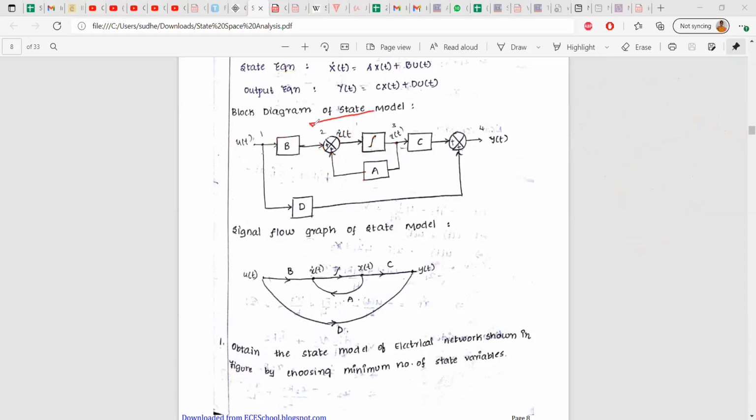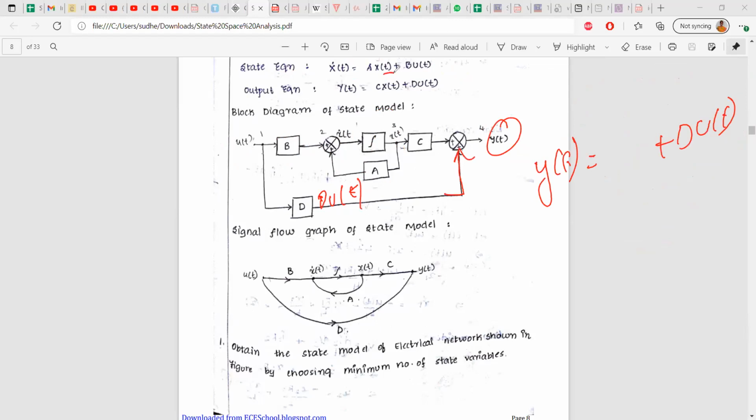Is it clear, this part, all of you? Right. Now, if you observe, u of t multiplied by d, d into u of t, is given to this adder. What is y of t? Y of t equals d into u of t.